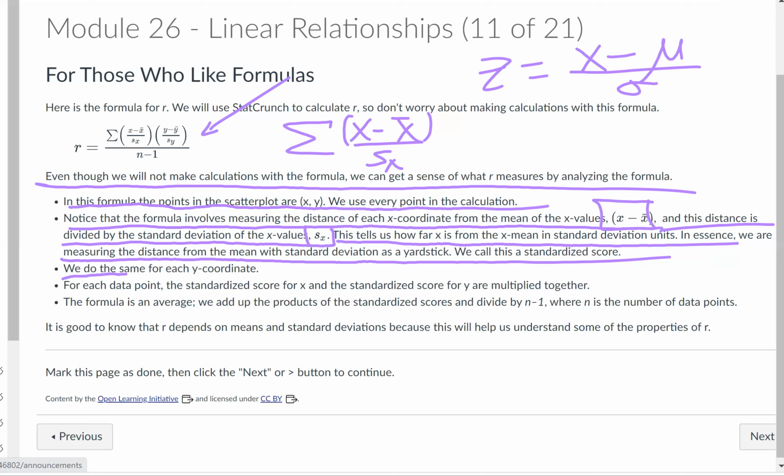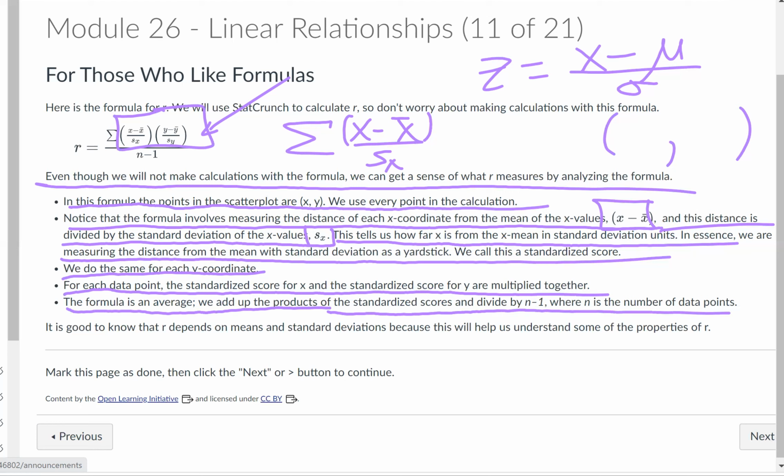Also, we do the same thing for each Y coordinate. For each data point, the standardized score for X and the standardized score for Y are multiplied together. So for every ordered pair you have, you're going to calculate what's in these two parentheses. And then the formula is an average. We add up the products of the standardized scores and divide by n-1, where n is the number of data points. It's good to know that R depends on means and standard deviations, because this will help us understand some of the properties of R.